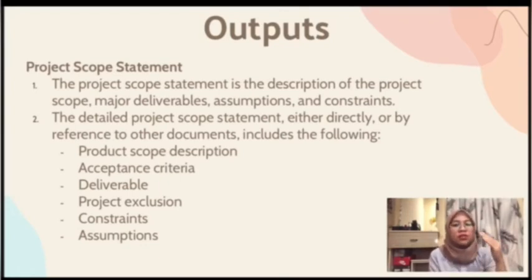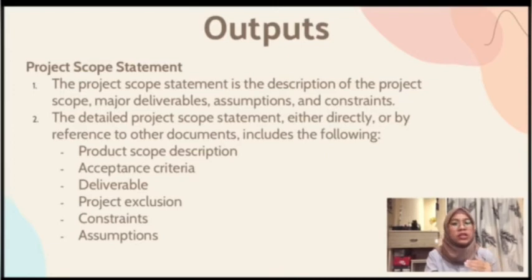Okay, lastly in define scope is outputs. The outputs of define scope are the project scope statement and also project documents updates. First of all, I will talk about the project scope statement. The project scope statement is the description of the project scope, major deliverables, assumptions and constraints. It documents the entire scope, including project and product scope. It describes in detail the project's deliverables and the work required to create those deliverables. It also provides a common understanding of the project scope among project stakeholders. It may contain explicit scope exclusions that can assist in managing stakeholder expectations.